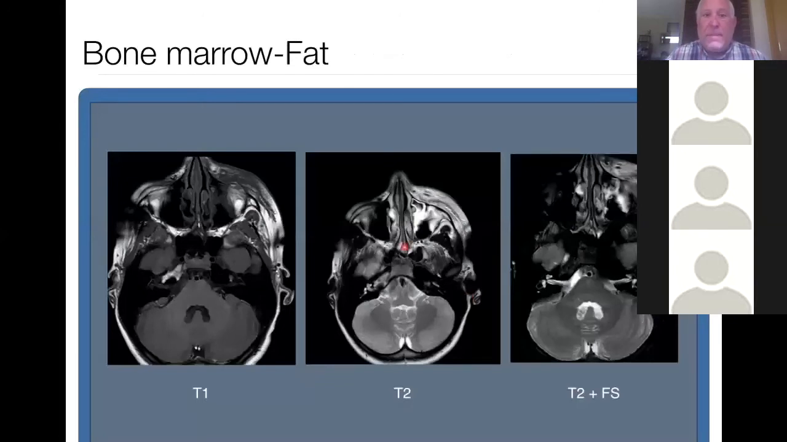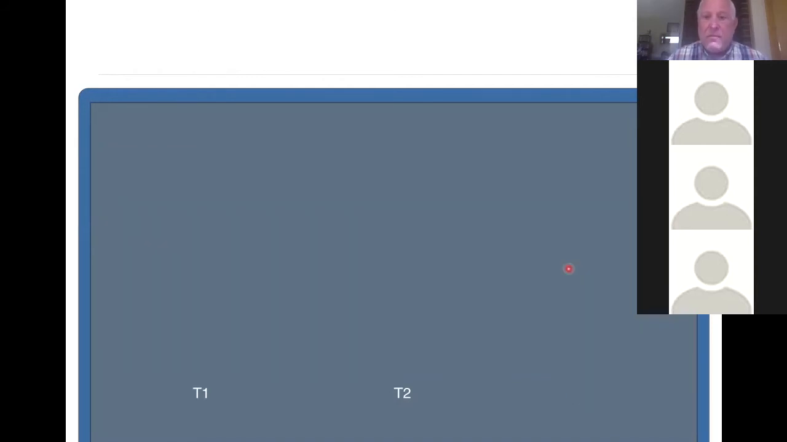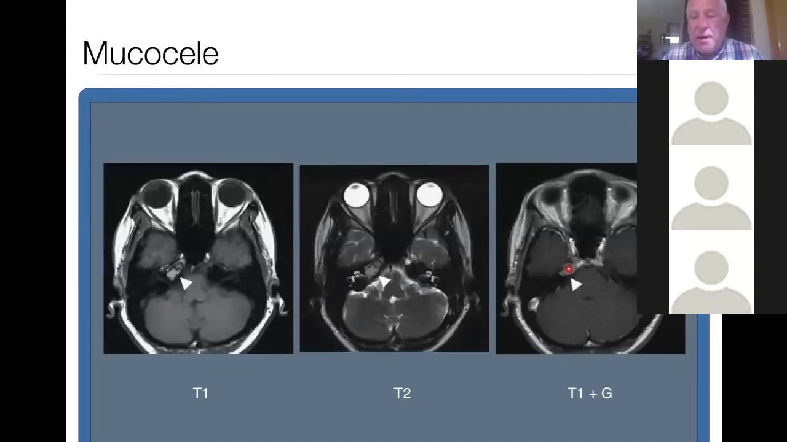Now, if we're going to look at bone marrow, this is basically what we're looking at. Here's a T1. You can see we have a nice signal here. On T2, we see the same thing, not as bright. And now we're going to do a T2, and we're going to strip the fat out of it, and you can see that the lesion's not appearing. So this is a good way to differentiate, as I said before, between the cholesterol granuloma and bone marrow.